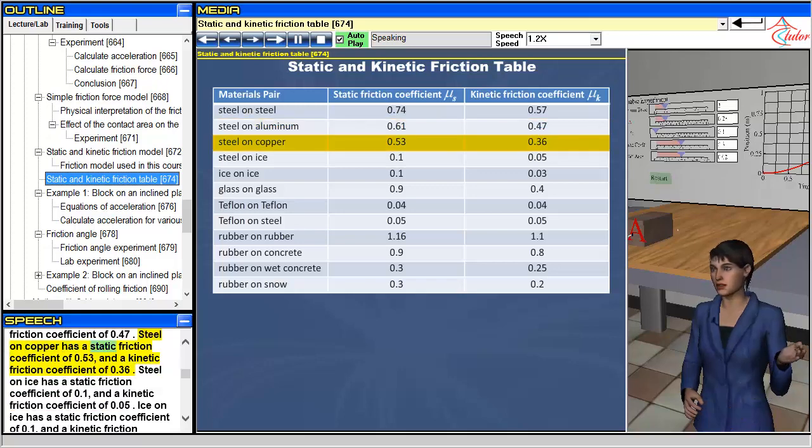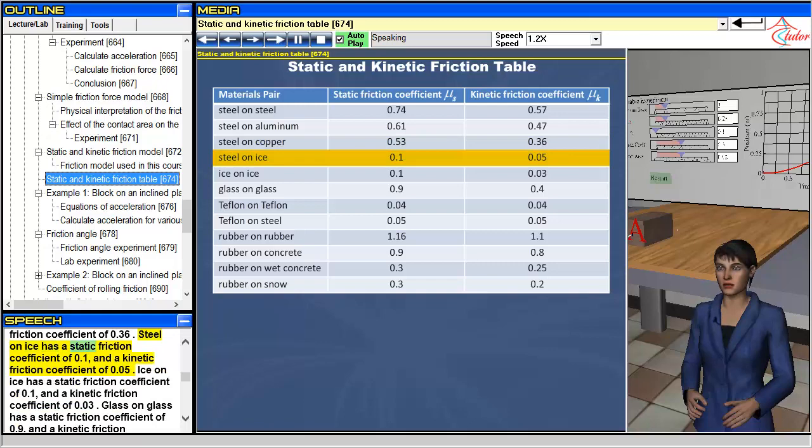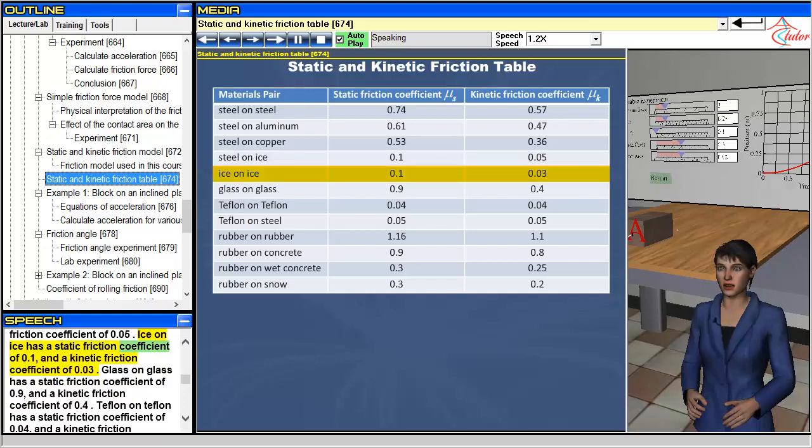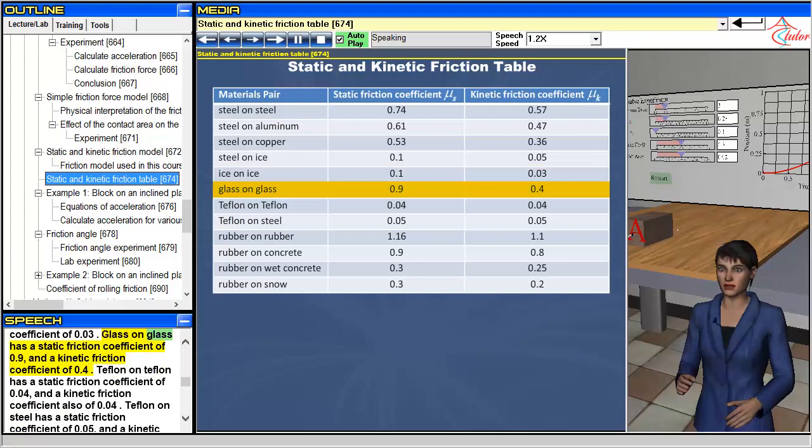Steel on copper has a static friction coefficient of 0.53, and a kinetic friction coefficient of 0.36. Steel on ice has a static friction coefficient of 0.1, and a kinetic friction coefficient of 0.05. Ice on ice has a static friction coefficient of 0.1, and a kinetic friction coefficient of 0.03. Glass on glass has a static friction coefficient of 0.9, and a kinetic friction coefficient of 0.4.